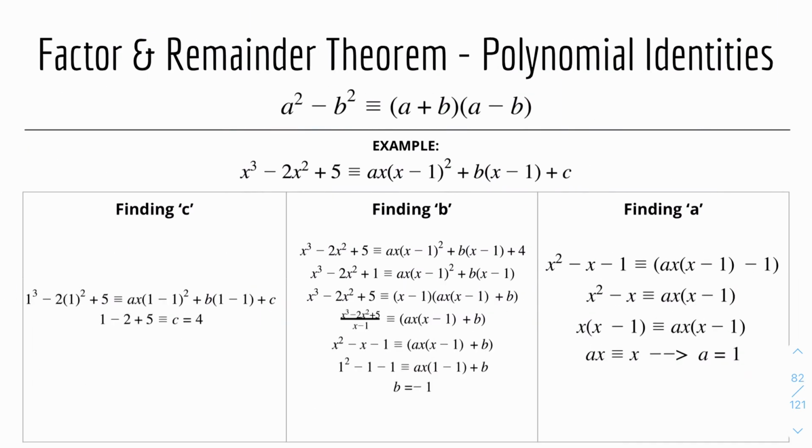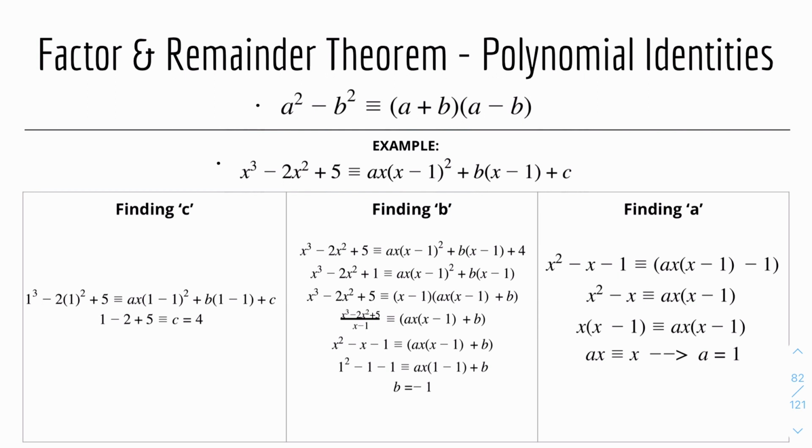And we'll look into some polynomial identities. As we see just now, the symbol means it's always true. Basically a squared minus b squared is always true, it's always equal to a plus b and a minus b. It's an identity. So this will be useful when you're trying to find a or b or c in some circumstances.